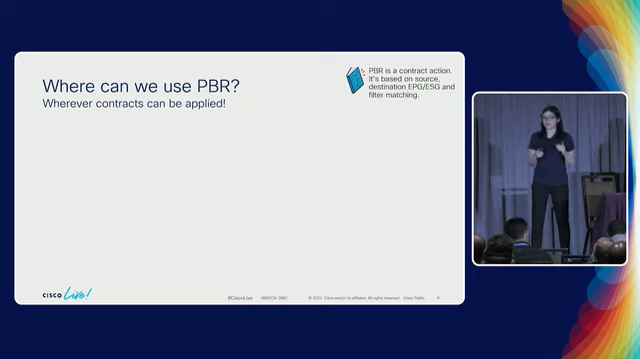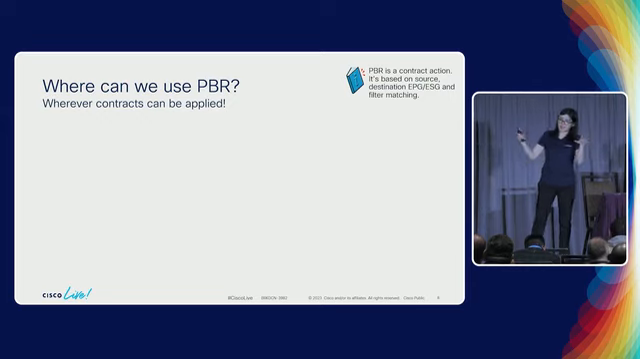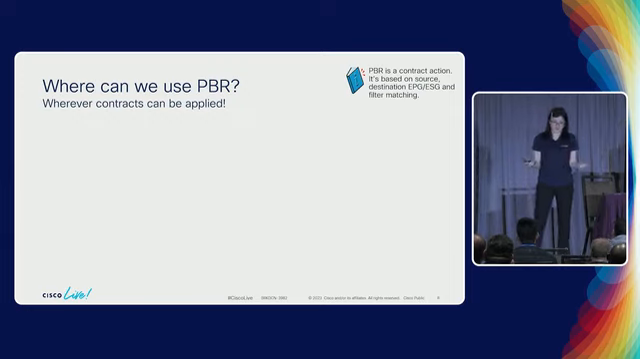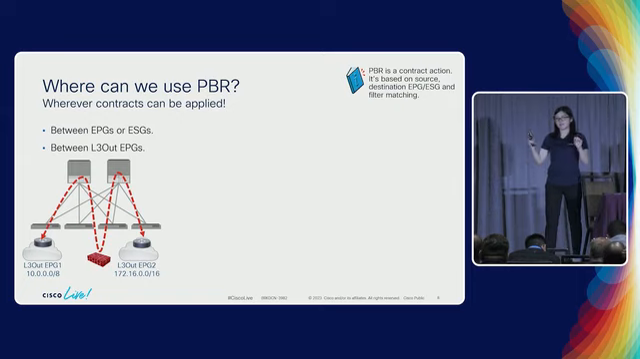So let's recap what contract is. Contract is based on source, destination, and filter. So based on this, we can take permit, deny, redirect, and copy, depending on what you want. Based on this, let's think about a couple of use cases. The first use case is you have two different EPGs, ESGs, or external EPGs. You can create a contract between them, which means you can redirect traffic between two EPGs, ESGs, or external EPGs. That's the general use case.